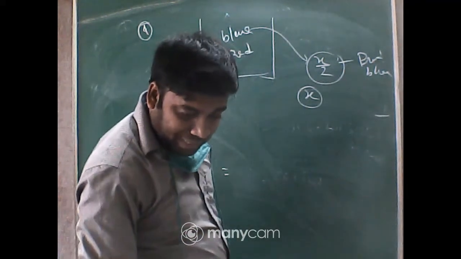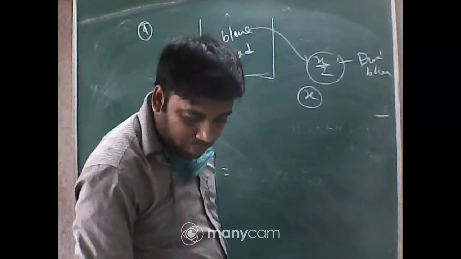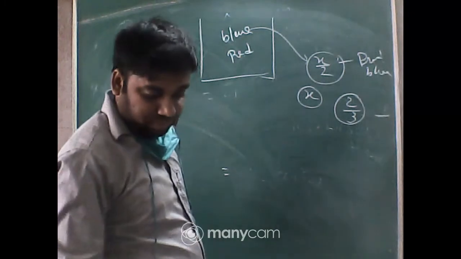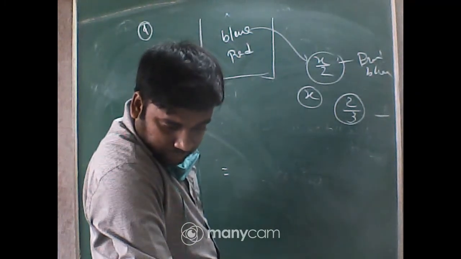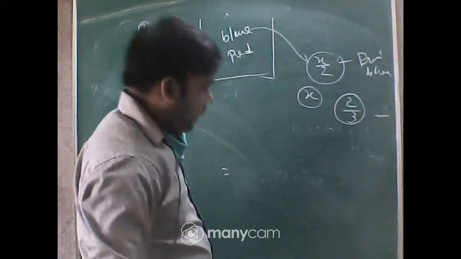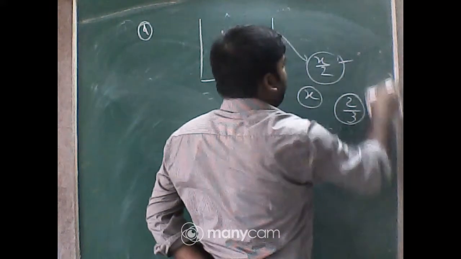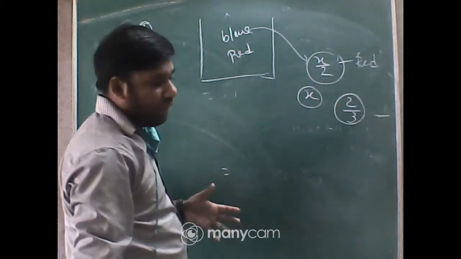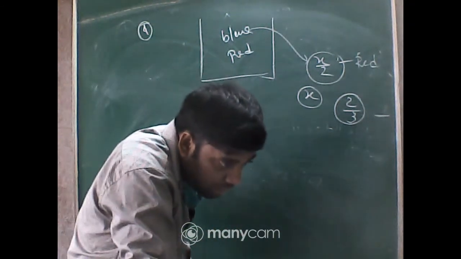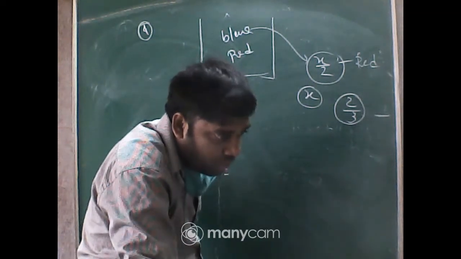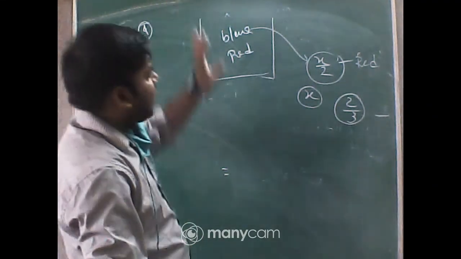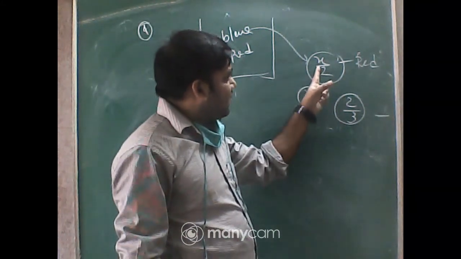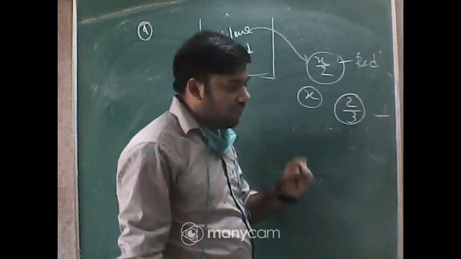If picking the blue ball, the probability of picking the blue ball is 2 by 3. Okay, one piece of data was wrong. Again, I am dictating the sum because some confusions are there. No need to write the construction. Look at the blue balls and red balls. Probability of getting red ball is x by 2, and probability of getting blue ball is 2 by 3. Then find the value of x.